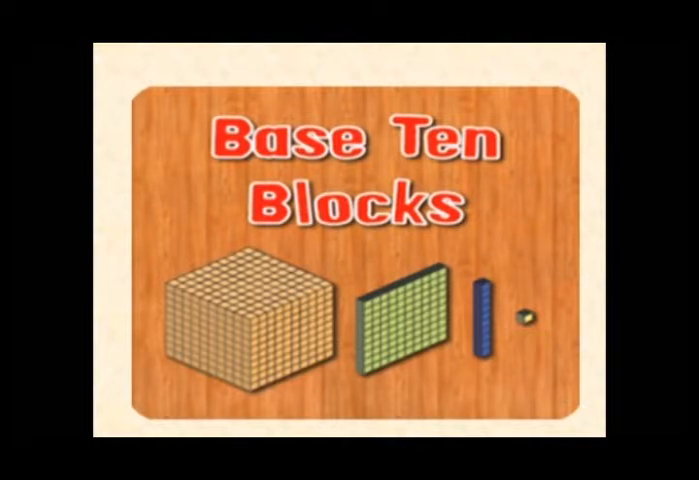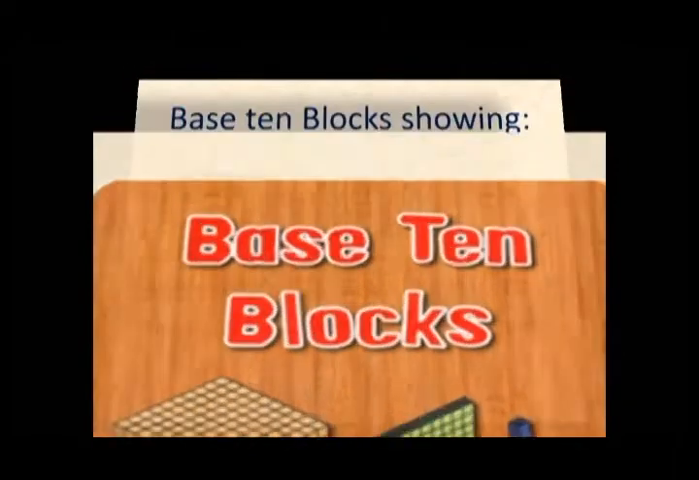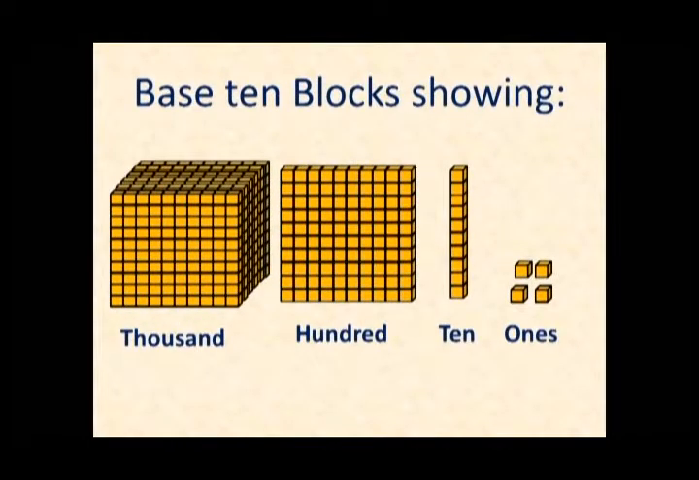Let's go from the far right now. We have the small block, which represents the units or the ones. The one next to it, the tens. The one next to that one, the hundreds. And the very large one represents the thousands. Here we have base 10 blocks showing 1,000, 100, 1 group of tens there, and 4 ones.